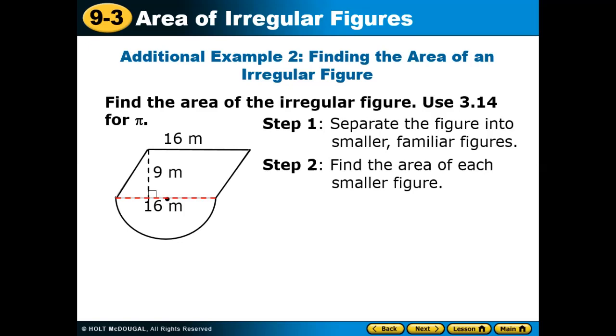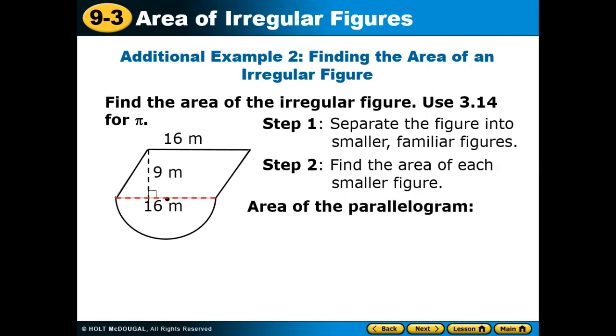Second step, to find the area of each smaller figure. Here, you can write area 1 and area 2 inside the shape to make it easier for you. Let's start. Area 1, the first shape, is a parallelogram, right? We just say the area of a parallelogram, which is base multiplied by height, right?